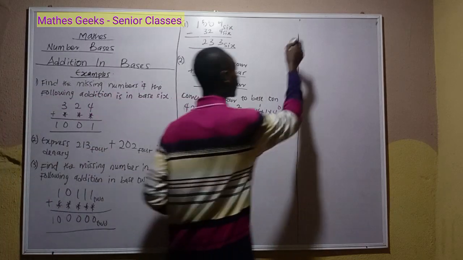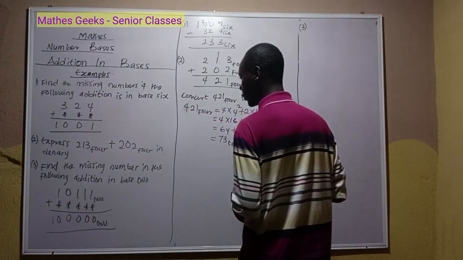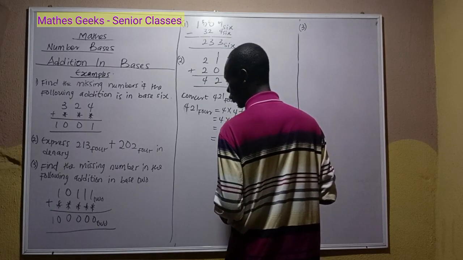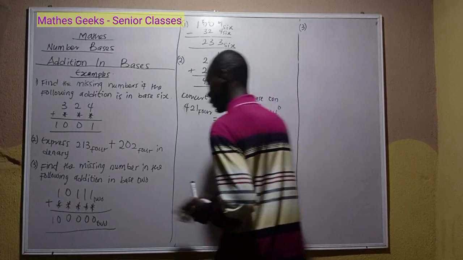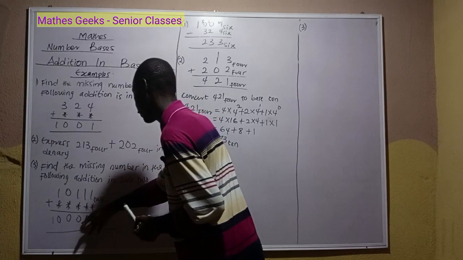Number 3. Find the missing number in the following addition in base 2. So this is the missing number. For us to get the missing number, we need to subtract this from this.